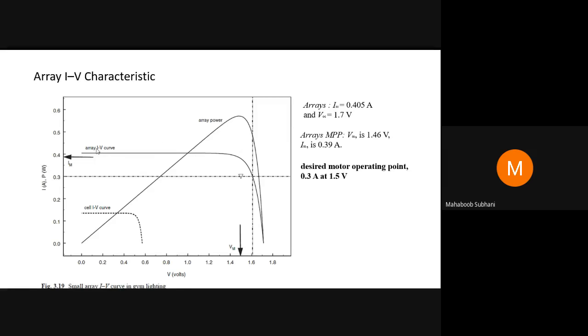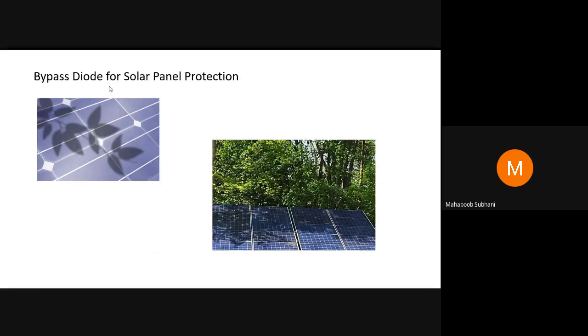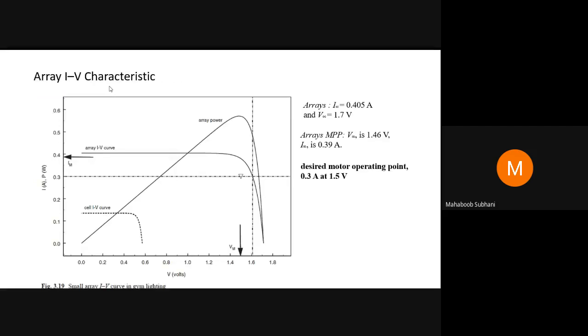Okay, so whatever the calculated value should fall within this IV curve. Then with the help of external resistors, we compensate for the voltage or any other current values. Okay, so with this we'll stop here, and in the next class we'll talk about the bypass diodes for the solar panel protection. So, thank you.